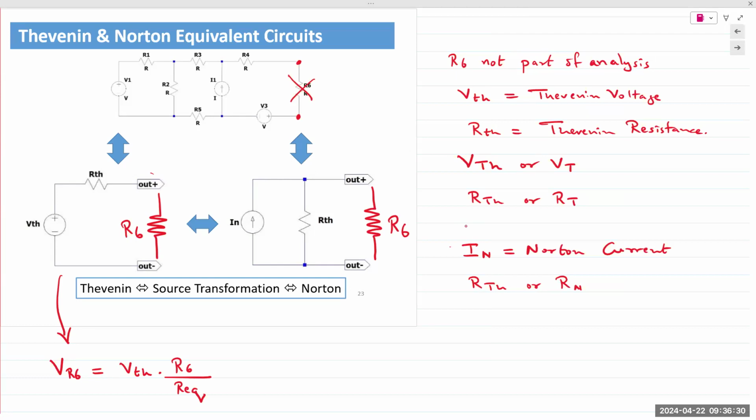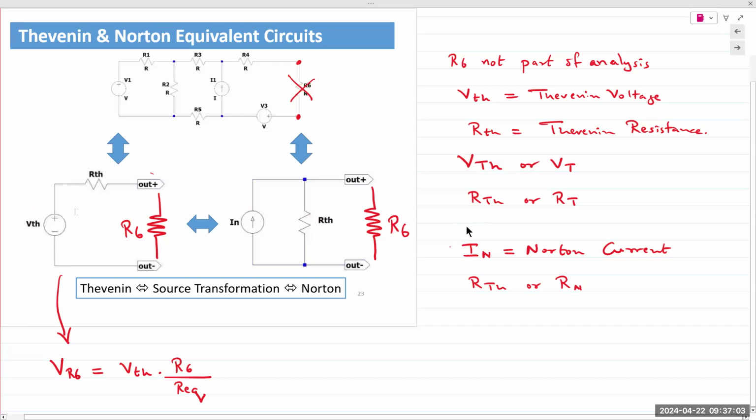Okay, so we had a large linear circuit comprising resistors, voltage sources, and current sources. Thevenin's theorem states you could represent it as a single voltage source. The name given to that single voltage source is the Thevenin voltage, VTH, sometimes also referred to as VT, in series with a resistor, RTH. RTH is the Thevenin resistance, sometimes also known as RT.